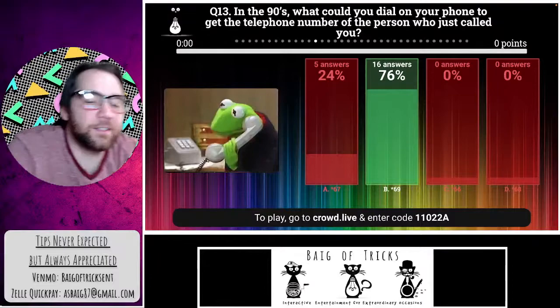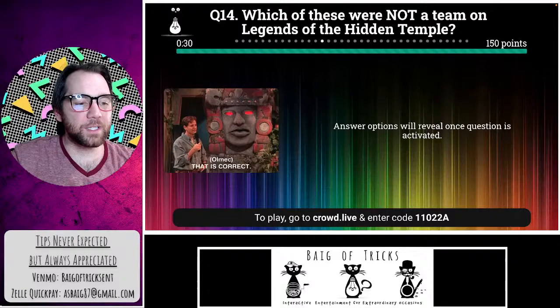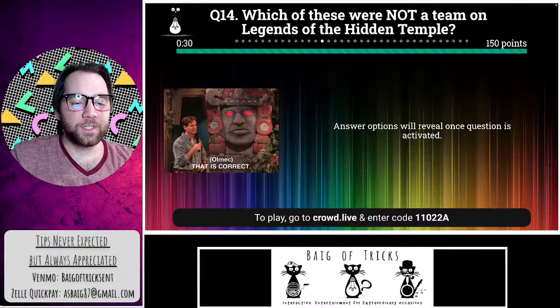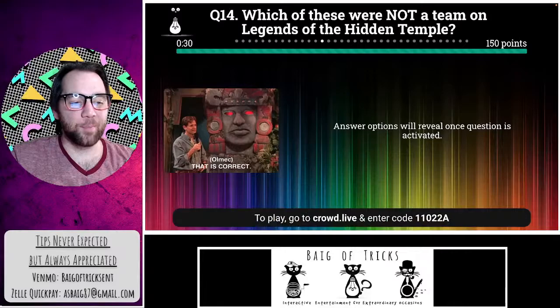Talking about one of the most popular Nickelodeon game shows, which of these options were not an actual team on Legends of the Hidden Temple? The computer just completely froze. All right, which of these was not an actual team on Legends of the Hidden Temple? Was it the Blue Barracudas, the Red Rhinos, the Silver Snakes, or the Green Monkeys? Do you know?